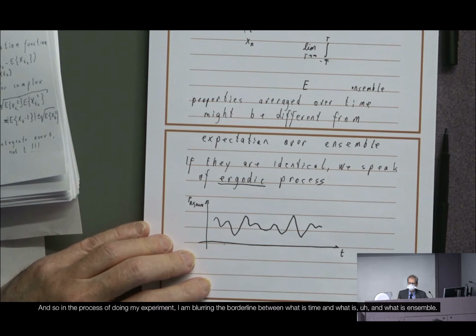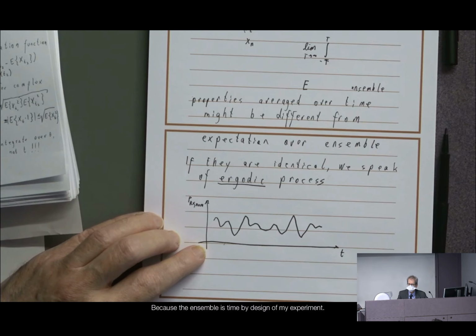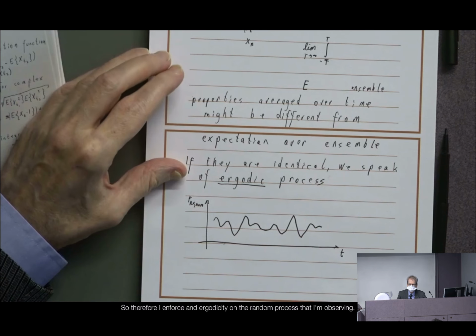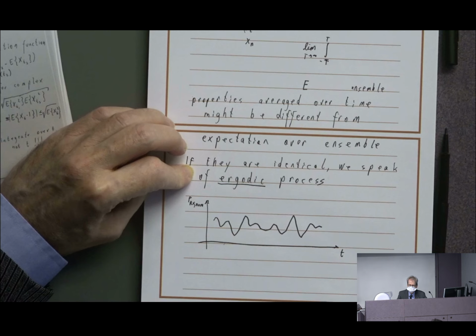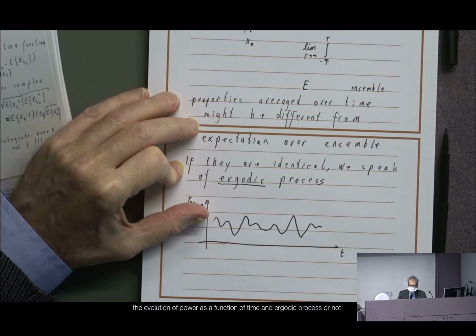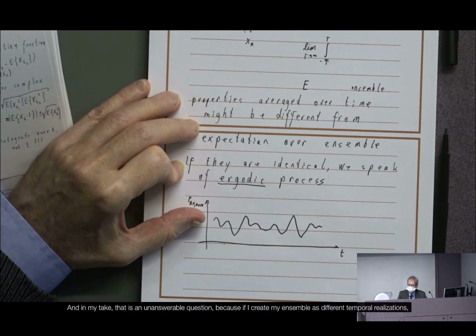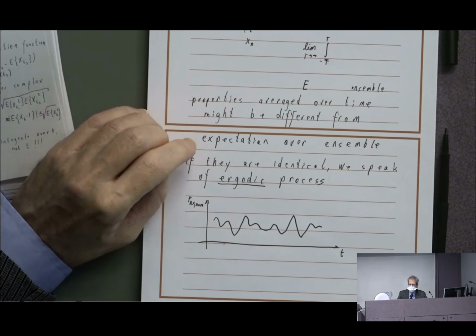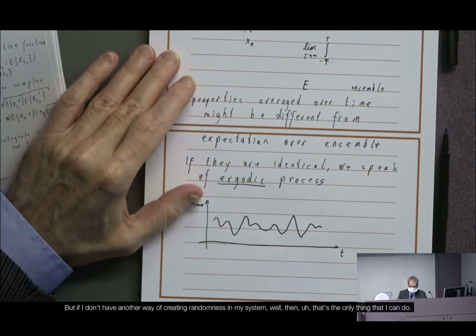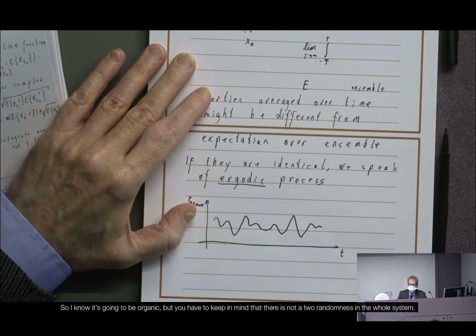And so in the process of doing my experiment, I am blurring the borderline between what is time and what is ensemble, because the ensemble is time by design of my experiment. So therefore, I enforce an ergodicity on the random process that I'm observing. Some people in the literature have asked the question, well, is, for example, the evolution of power as a function of time an ergodic process or not? And in my take, that is an unanswerable question, because if I create my ensemble as different temporal realizations, then of course it's ergodic, by definition, by construction. But if I don't have another way of creating randomness in my system, then that's the only thing that I can do. So I know it's going to be ergodic, but you have to keep in mind that there is not a true randomness in the whole system.